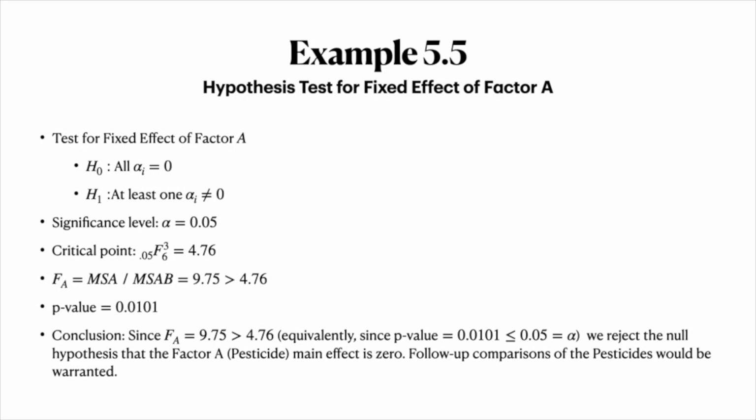So in this case, we see that we would reject the null hypothesis that the factor A main effect is 0, all right, and follow-up comparisons of those pesticides would be warranted. So we've got 4 levels of pesticide, and so we would be justified in doing perhaps pairwise comparisons or something like that.